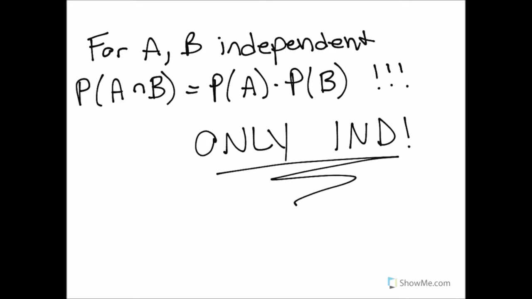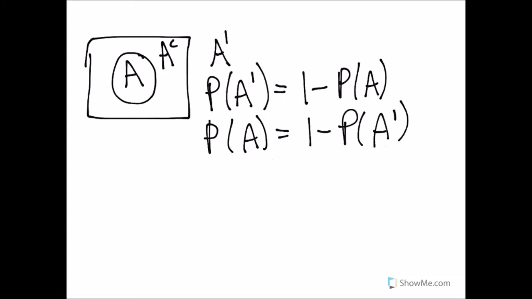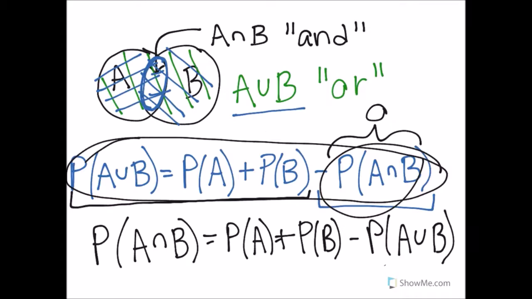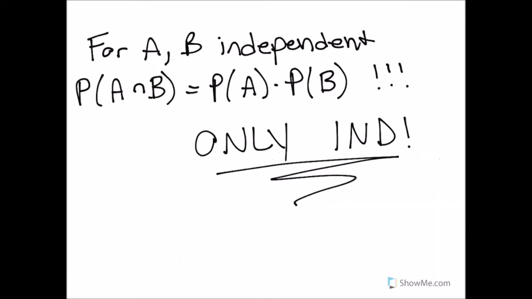Some of you are using this formula on your homework in other situations. But in those situations, you should have either used this formula, or if we go back to the beginning, this formula that was derived. So we have a couple of formulas for A and B, but when they're independent, it's a different formula. So please be very careful.